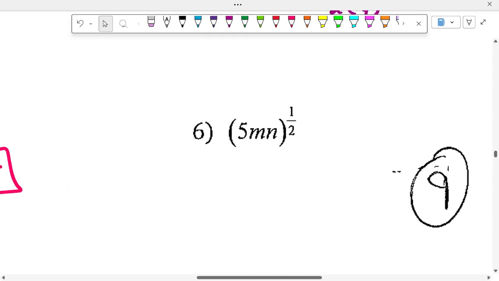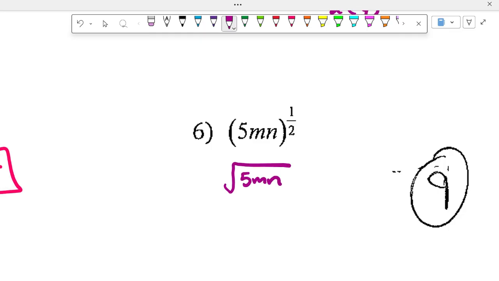Last one. That 1/2, is it connected to all or just some of it? All. So that means it's all going to be under a radical. What type of radical is it? It's a square root. So I can put a 2, raise all this to the 1, clean it up. It's just the square root of 5mn.